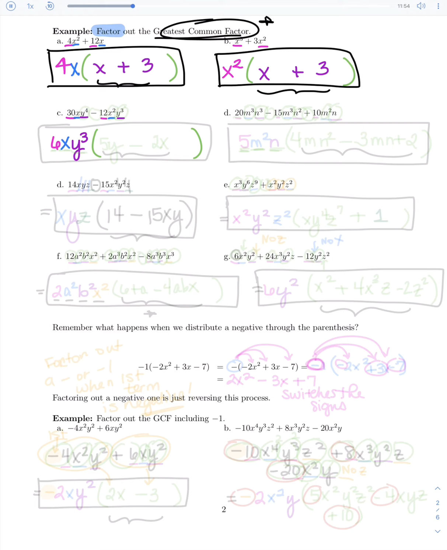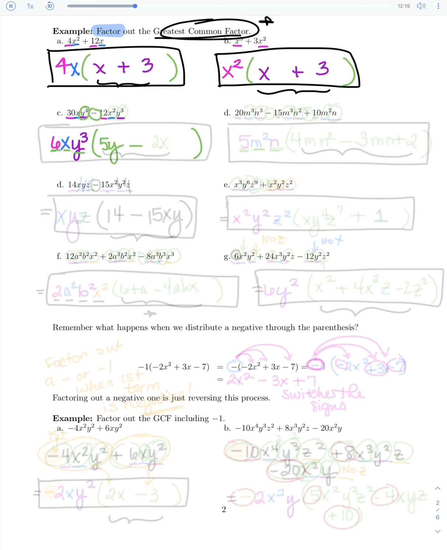So let's see what happens. Well, if I divide out the 6 first from the 30, I'll end up with a 5. Dividing out the x means the x will be gone. And then dividing out the 3 y's from the 30x y to the 4th. Well, it had 4 y's. If I take out 3, I've still got a y left. Let's carry down the minus next.